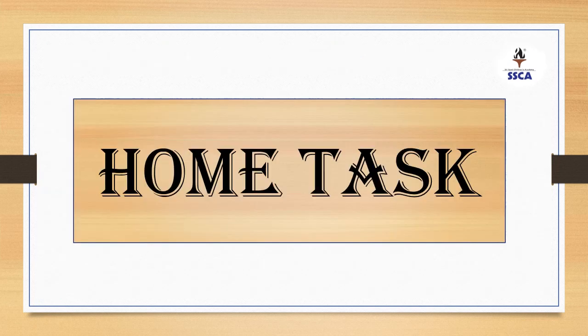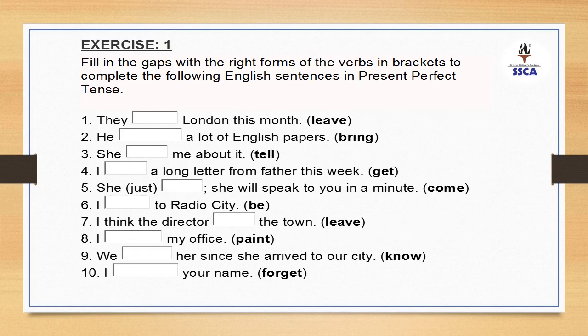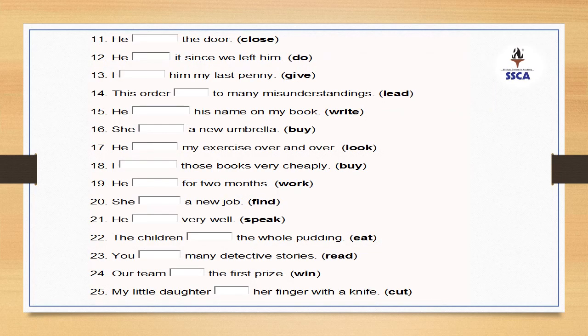Now let's move towards your home task. This home task will be done in your register. Exercise 1. In this exercise, you will use the verbs given in the brackets with a helping verb and fill the blanks given in all these 10 sentences to make these sentences present perfect. Here, the other sentences of the same exercise are given. You will use the same formula to make these sentences present perfect. Do all these 1 to 25 sentences in your register.